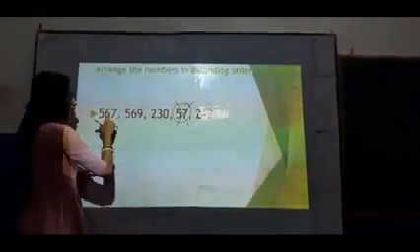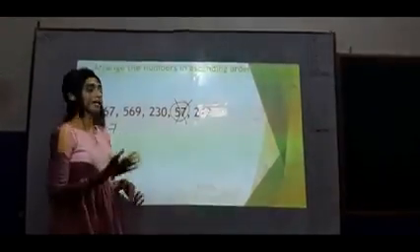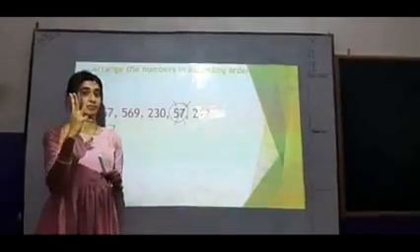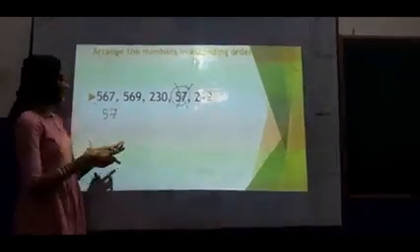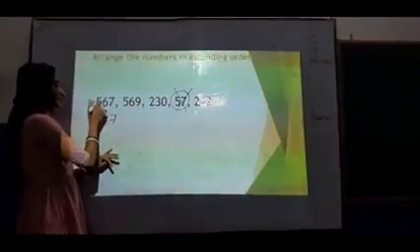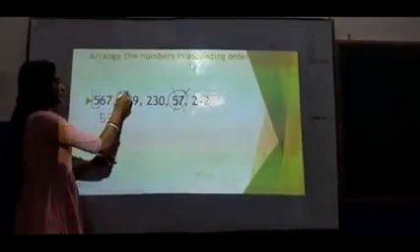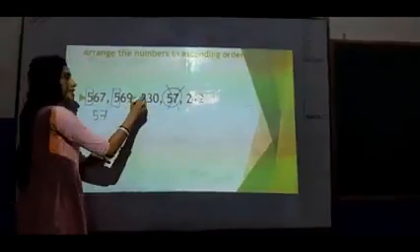So now 1, 2, 3, 4, 4 other numbers are remaining and all 4 numbers are 3-digit numbers. Now you have to check hundreds place of each of these numbers. If you check, you can see this number starts with 5. It also starts with 5. Here you can see starts with 2. It also starts with 2.